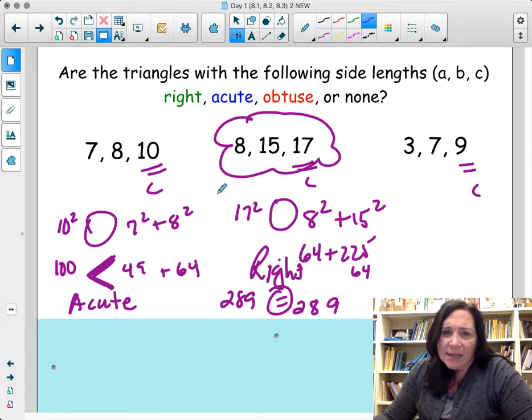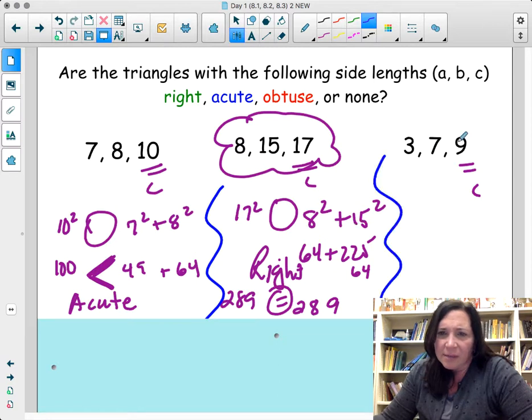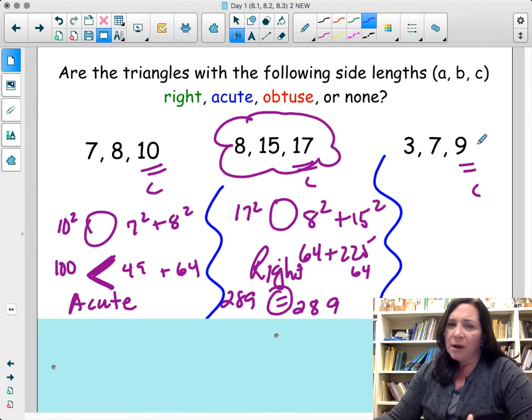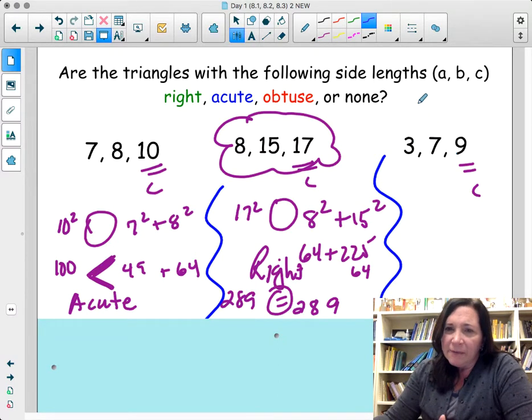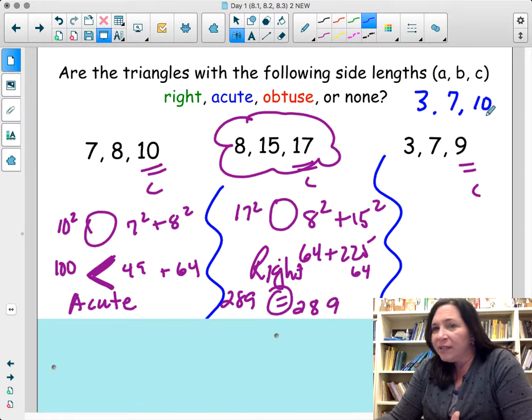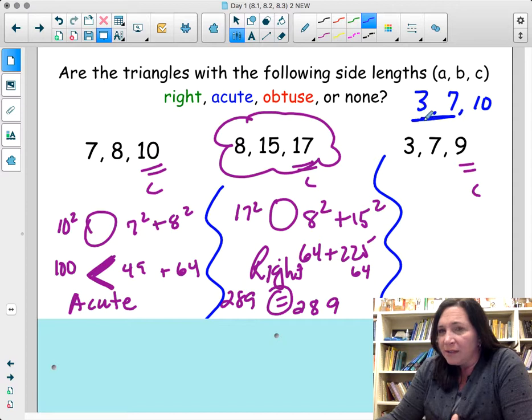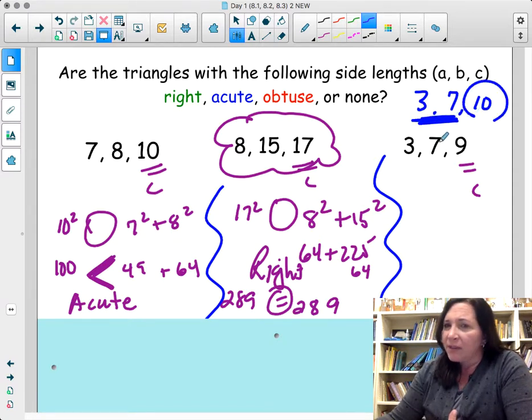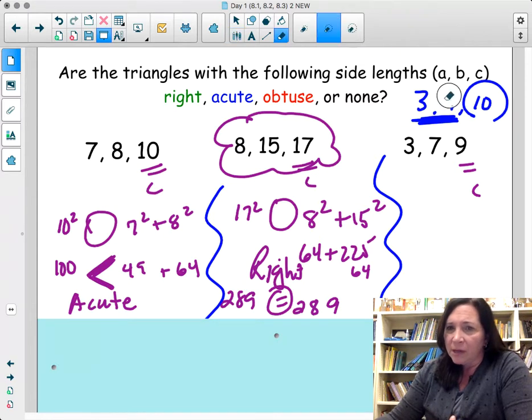And lastly, we'll take the biggest side. Don't forget, 3, 7, 9. 3 plus 7 is 10. 10 is greater than 9. Check. If this had been 3, 7, 10, then this triangle didn't exist, right? Because the sum of two legs has to be greater than the third leg, but not the same value. So that would have been a non-existent triangle.